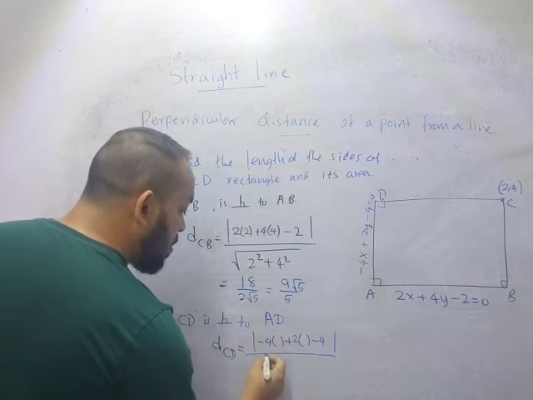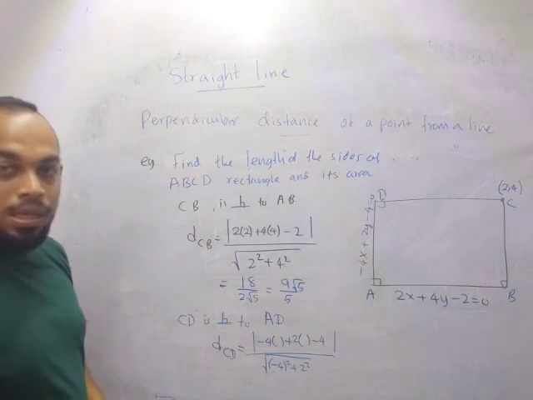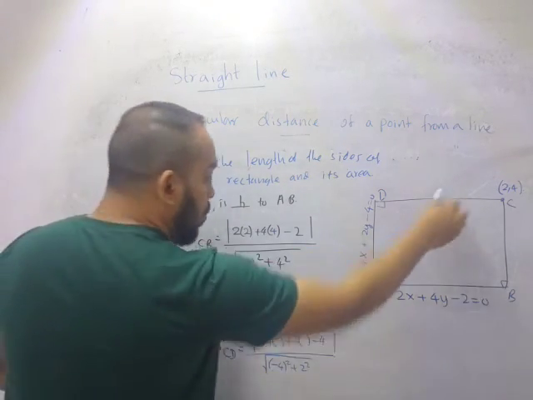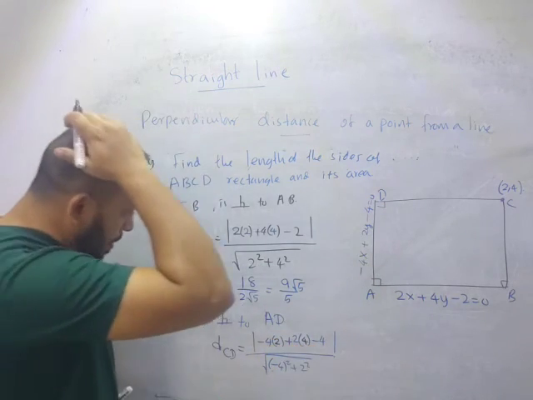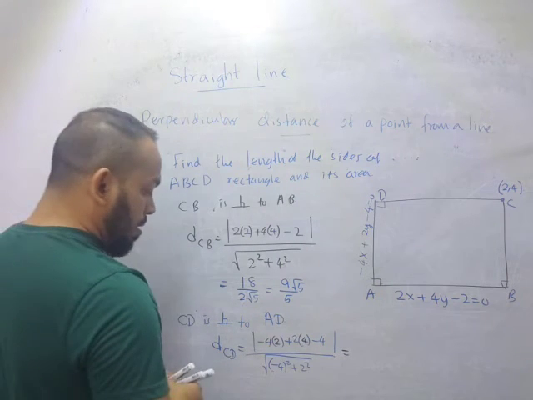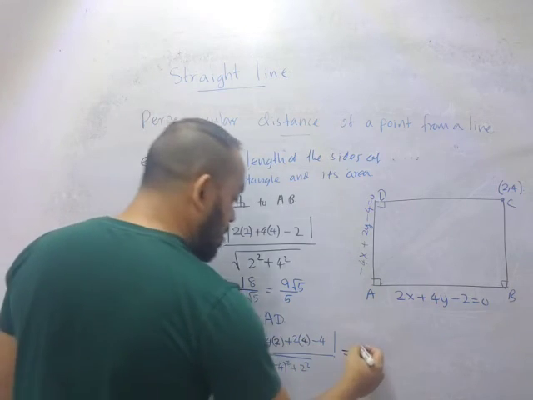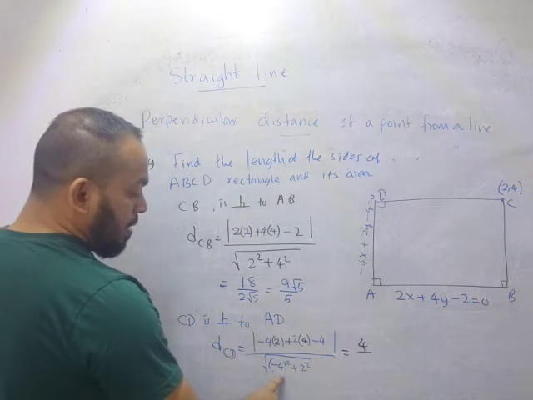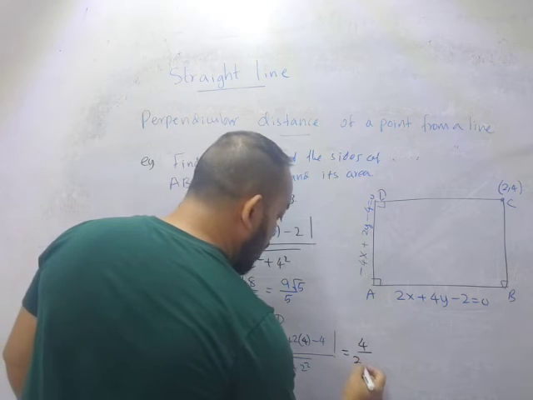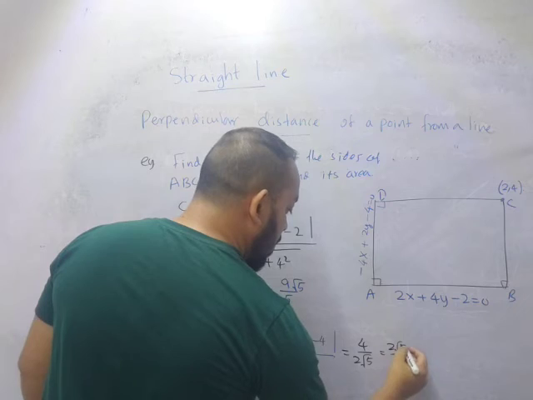Divided by square root of minus 4 squared plus 2 squared. So minus 4 squared can be plus 4. So what do we get? Now replace 2 comma 4. So 2, 4. What do I get? This is minus 8, then plus 8. So these two cancel out, and we get minus 4. Modulus or absolute value of minus 4 is just 4 divided by, this is 16. 16 plus 4 is 20. So 2 root 5. So you get 2 over root 5. So 2 root 5 divided by 5.